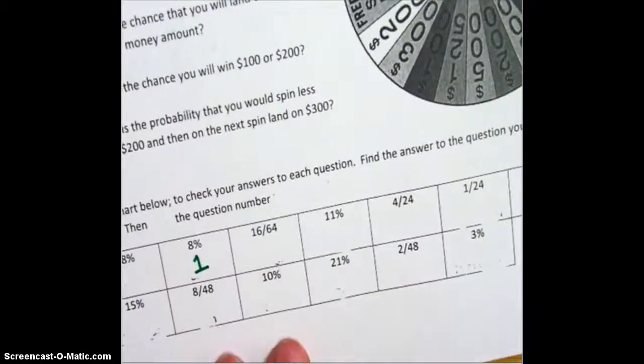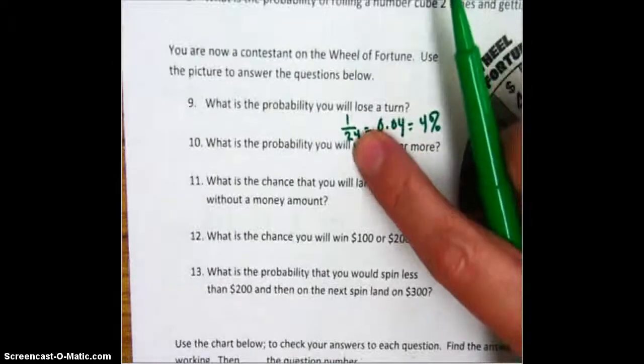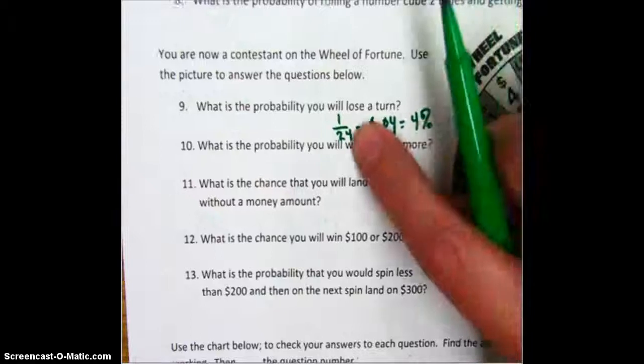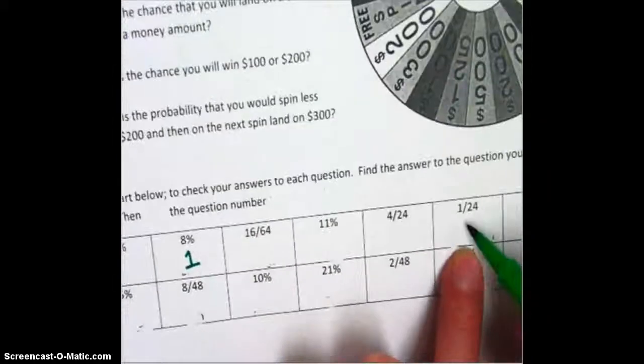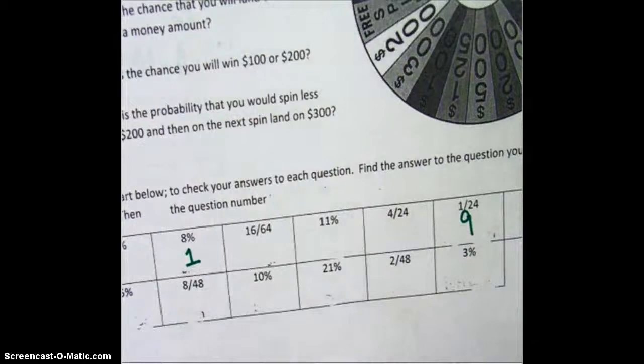So this number 9 here, the 4% would be, it's actually this, where is it? It's actually not even converted to a percent, so you have a 1 in 24 chance. I still would like to see you go all the way to the percent, but you have a 1 in 24 chance, so it's this one here. So that was number 9. Now go ahead and finish up the rest of the page.